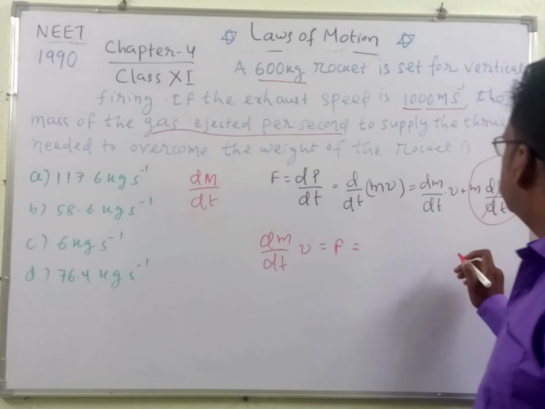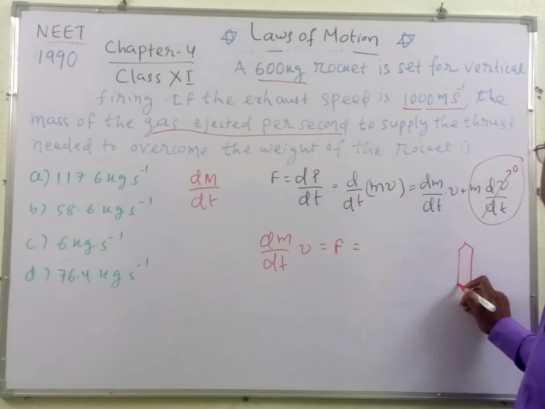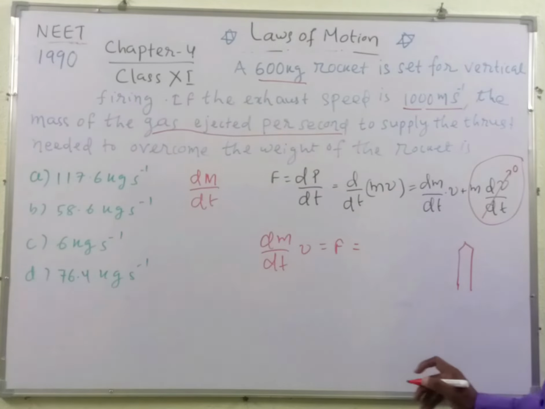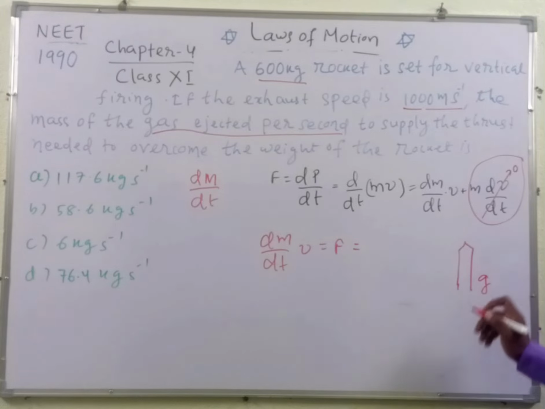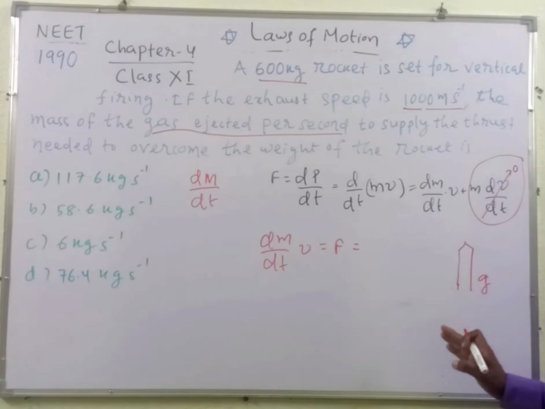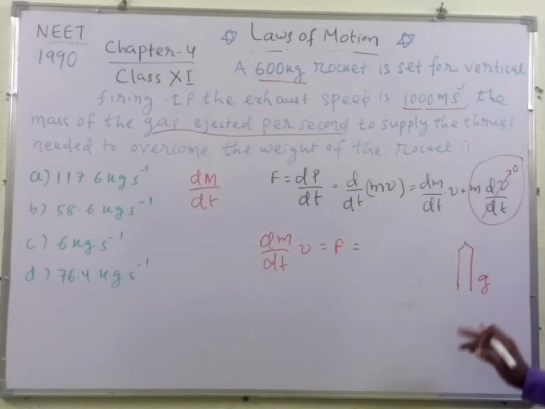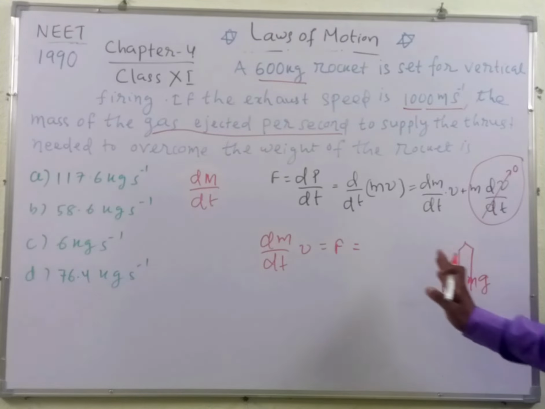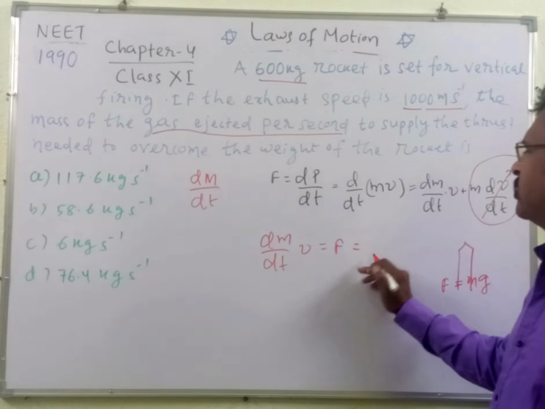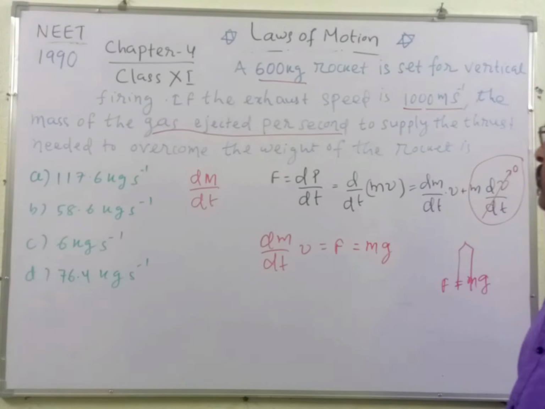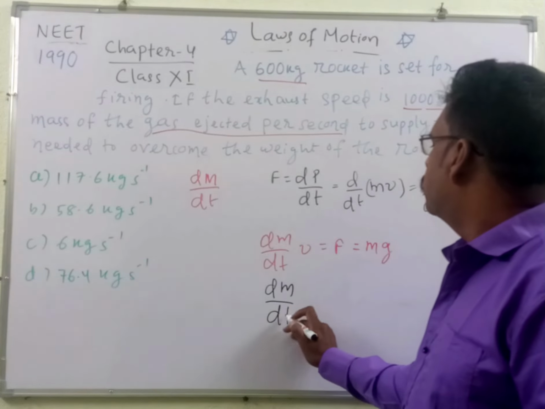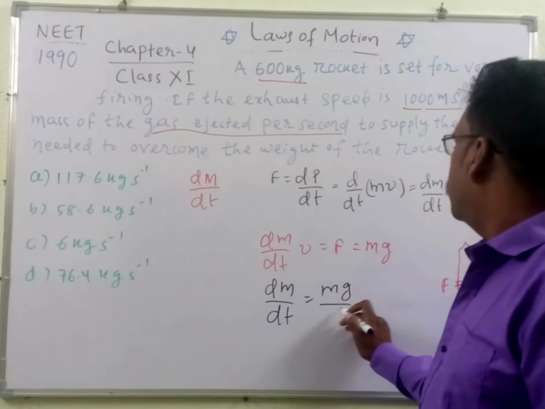And what is the force, student, of a rocket? If this is the rocket to go upward, then the downward acceleration due to gravity is, we know, g. And so the force required for the rocket to go upward must overcome this mg. Okay, student, so the thrust must be equal to mg so that the rocket can go upward. So this must be equal to mg. Okay, student, so what will be dm by dt then? dm by dt will be equal to mg by v.